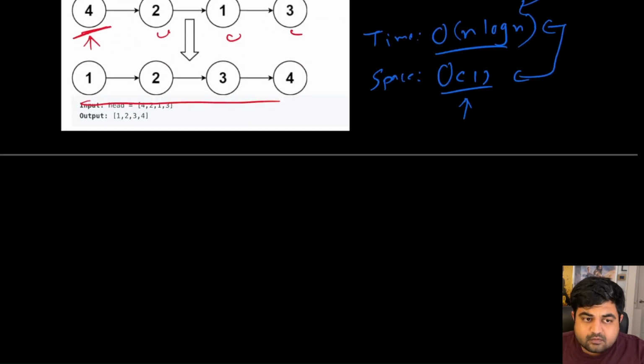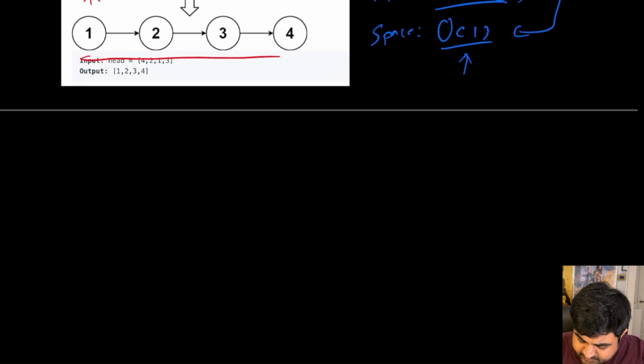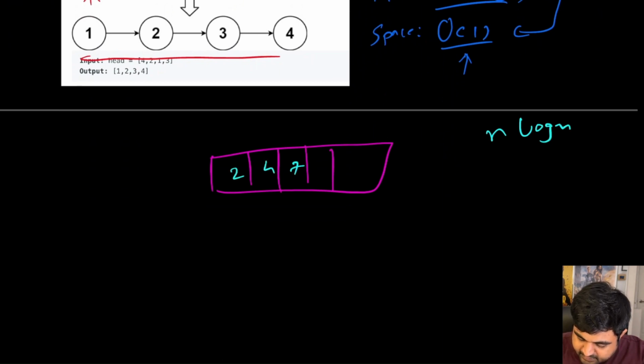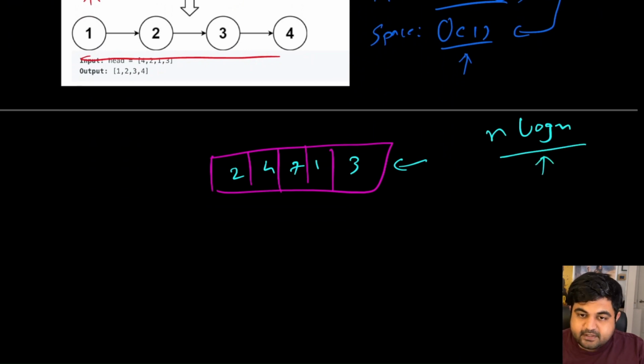Now logically, instead of this being a linked list, let's assume that we are given a simple array. This is an unsorted array that we need to sort in n log n time. How would we solve that? Suppose we are given values like 2, 4, 7, 1 and 3. If we have to sort this unsorted array, there are actually a bunch of different methods that solve this problem in n log n time. We can apply quick sort, or we can apply merge sort. Both of them are really popular. We can also use heap sort.